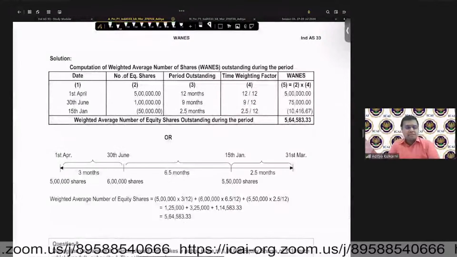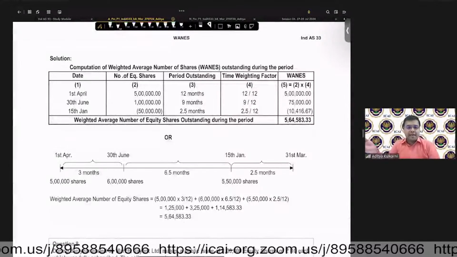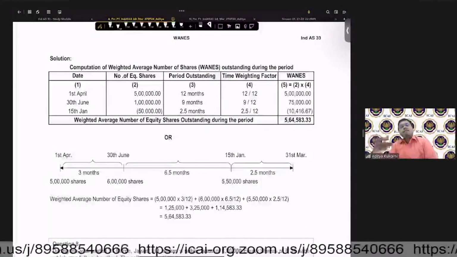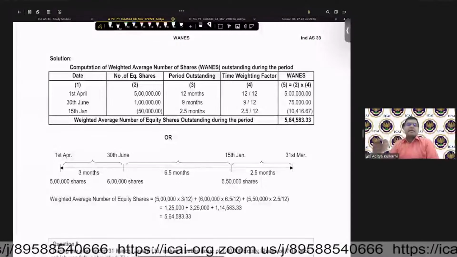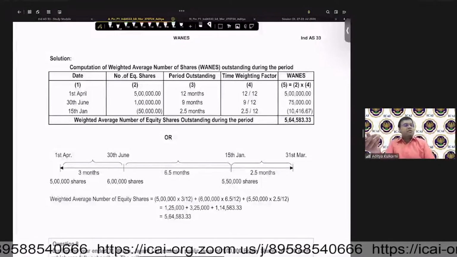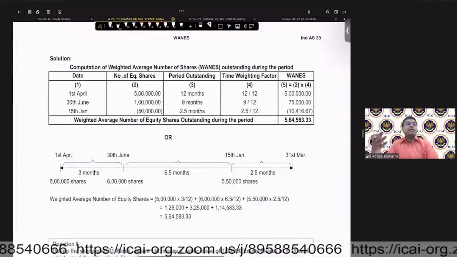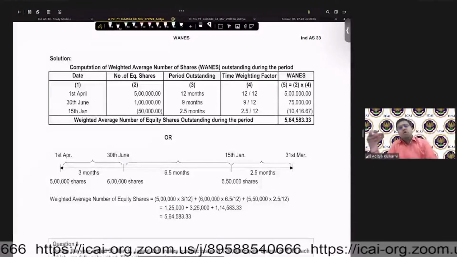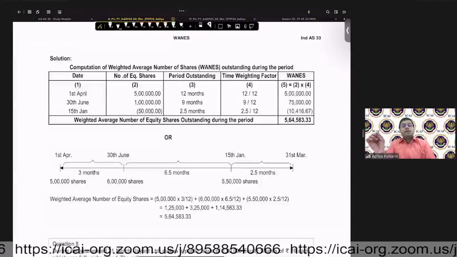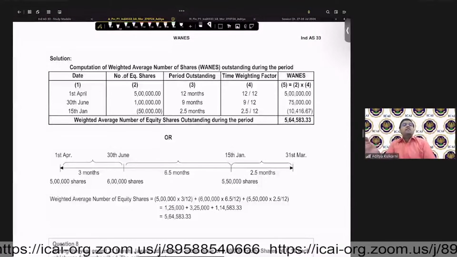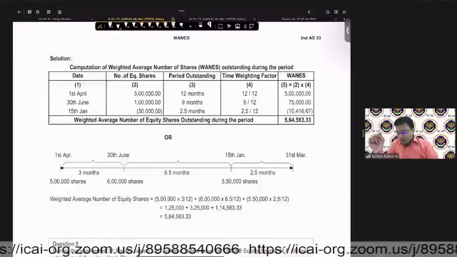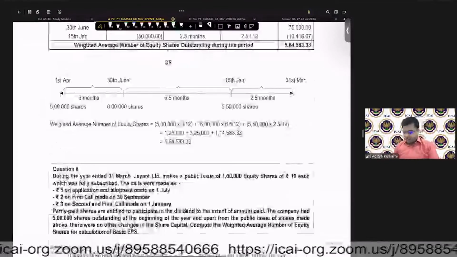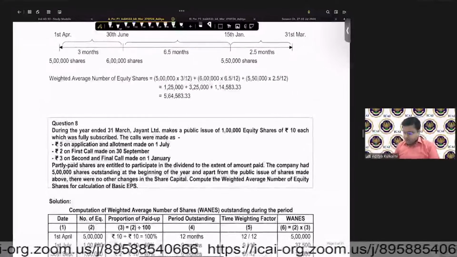Whatever proportion is paid, I will multiply the weighted average number by that proportion, because that is the amount of cash which I have realized. The remaining I have not called also. And I may have called, I would not have received also. So therefore, you are going to consider only that proportion which is paid in determining the weighted average number of equity shares.